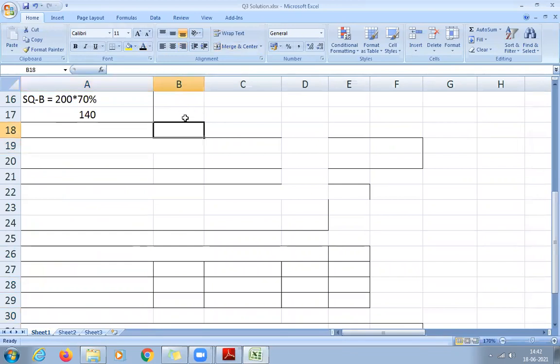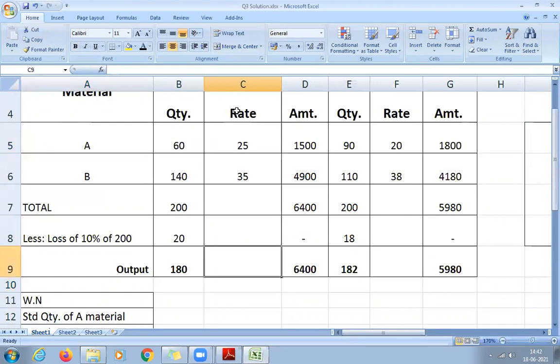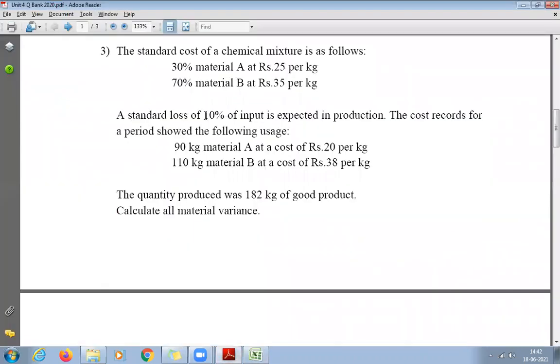Sir, that 18 is also like 10% of 182, no? No. The question says 10% of the input. 182 is not input, 182 is output. That's why I told you it is less than 10%. You read the question, what does it say? It is 10% of the input. It's not 10% of output.